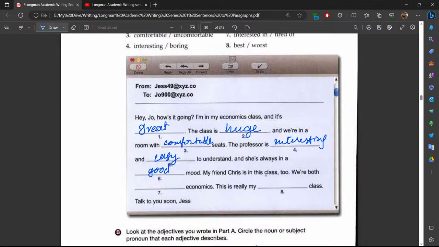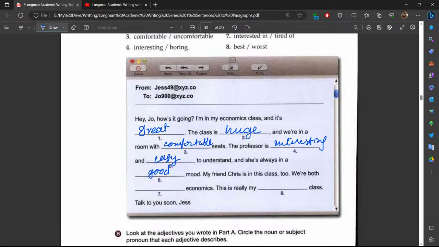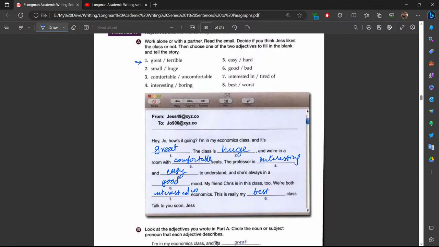My friend Chris is in this class too. We are both interested in economics. This is really my best class. Talk to you soon, Jess. So you see, if you would have used the other adjectives, it could have been a totally different meaning.